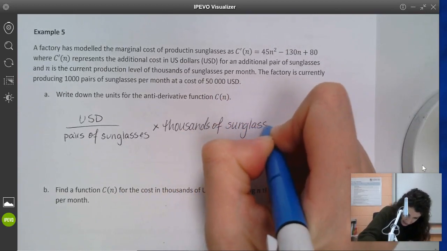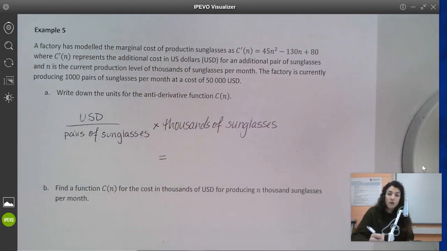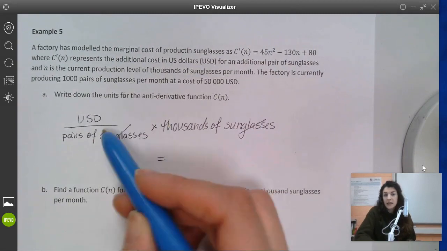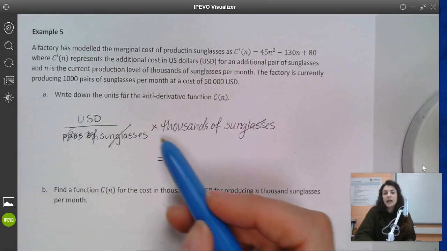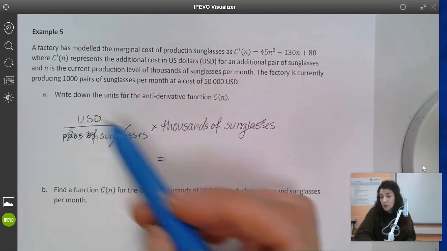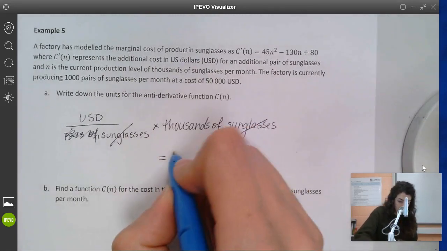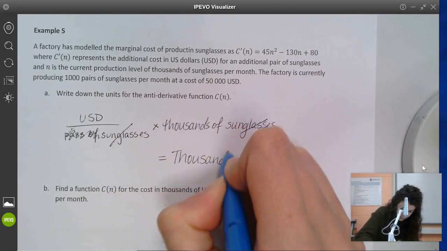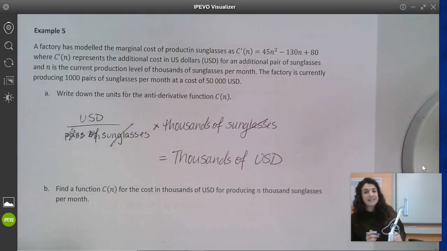And so this is why this is important, because then your unit of measurement for your derivative, the sunglasses, cancel out, right? And this is just sunglasses, not necessarily pairs of sunglasses. The sunglasses cancel out, and yes, we're left with US dollars, but we're left with thousands of US dollars. So your unit of measurement for your cost is in the thousands.